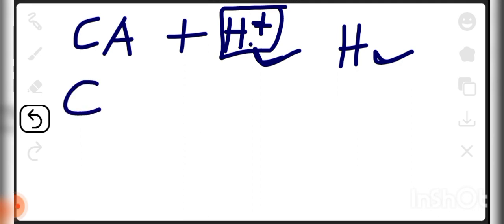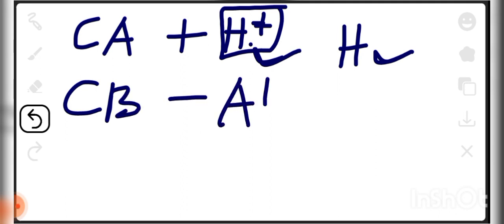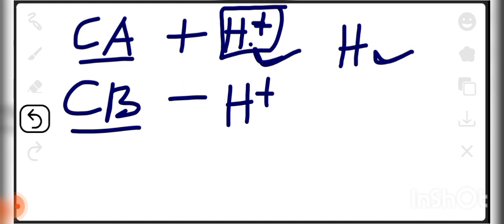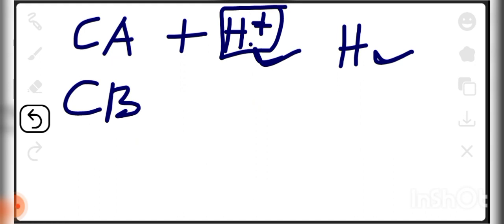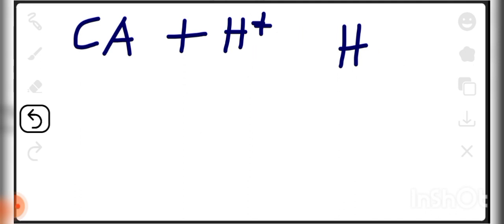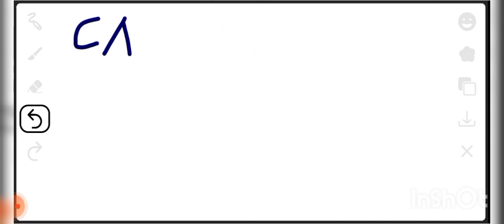Then to get a conjugate base, you remove H plus. You remove what? H plus from the compound. That's how we get conjugate acid. You add H plus. Conjugate base, you remove H plus from the compound. So let's look at a few examples now. Take note of that sign, H plus. Now let's look at conjugate bases.